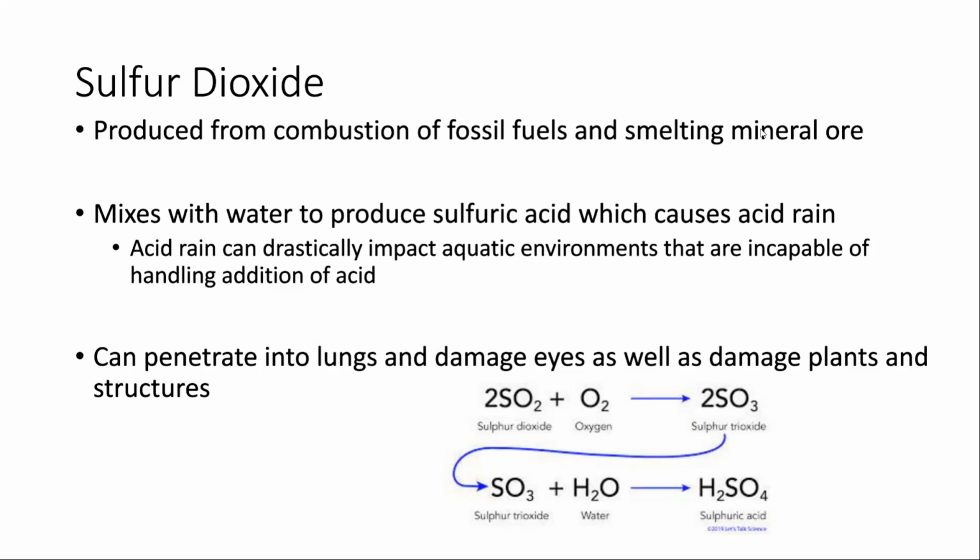And with this, like a lot of them, again, going to be coming from the combustion of fossil fuels. So if we can move to greener energies, we're going to be able to at least reduce a lot of these different pollutants that we're talking about. And then just like the lead, we'll also see this is going to be released during smelting, which again is just purifying different mineral ores.